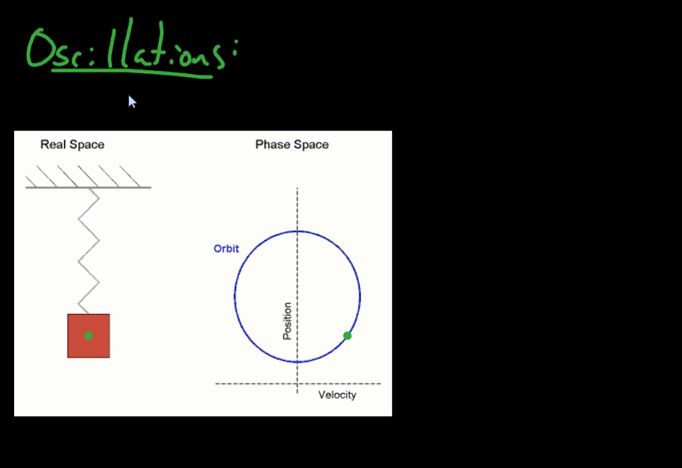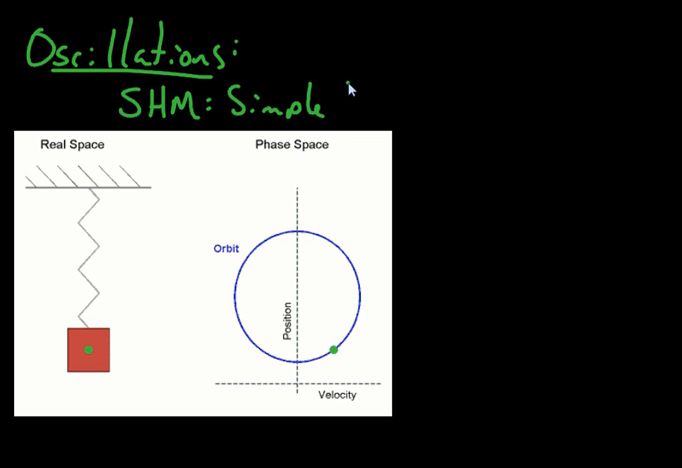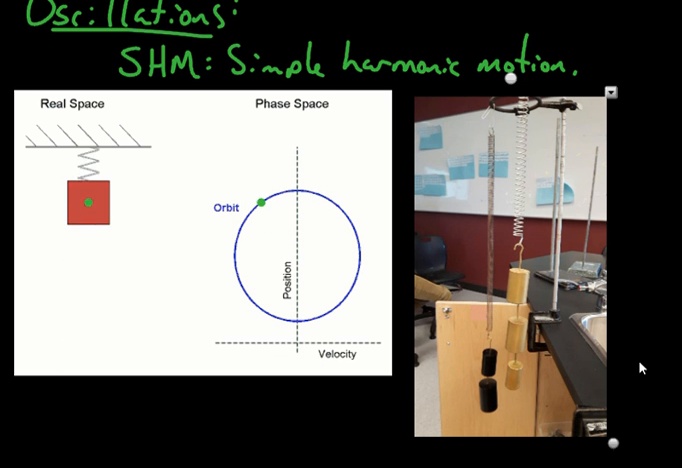Oscillations, or SHM, which stands for simple harmonic motion. Simple harmonic motion. All right, so we're going to talk about the motion of things like pendulums, or merry-go-rounds, or swing sets, or anything that repeatedly repeats its motion over and over again.